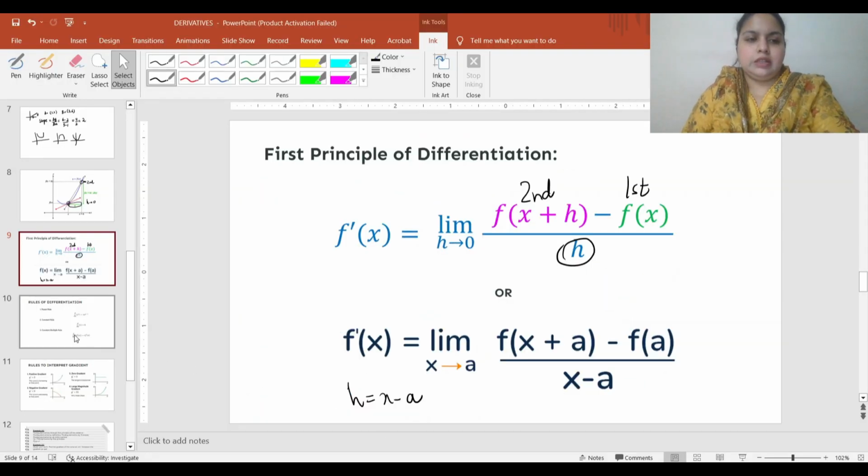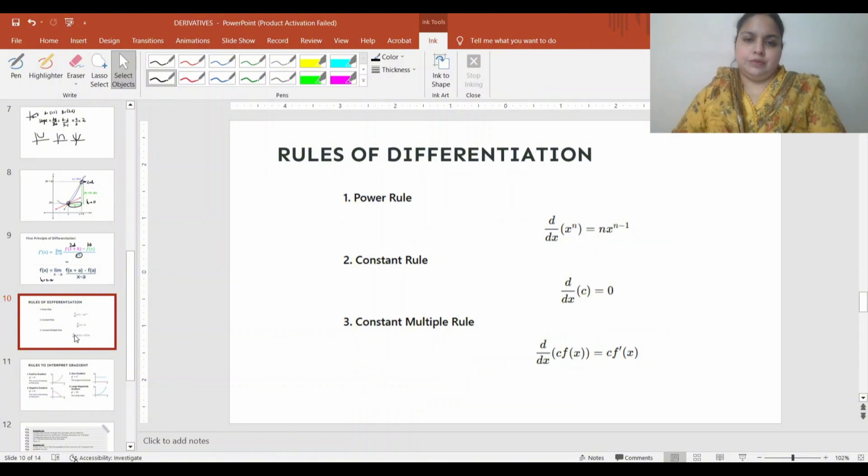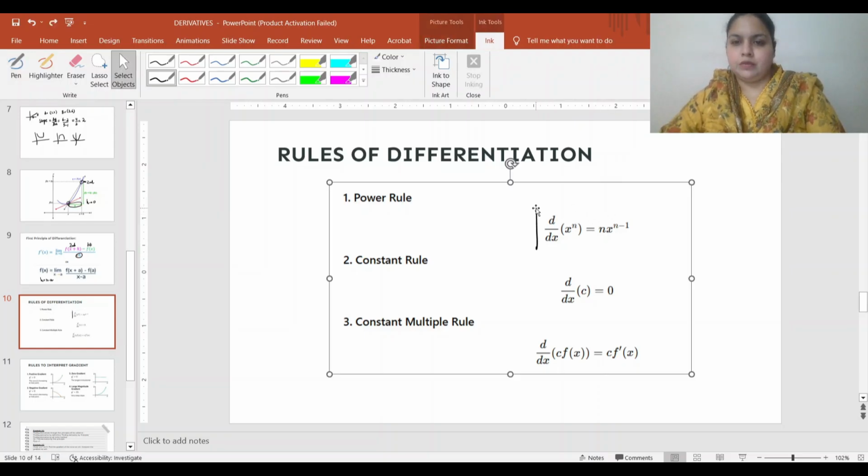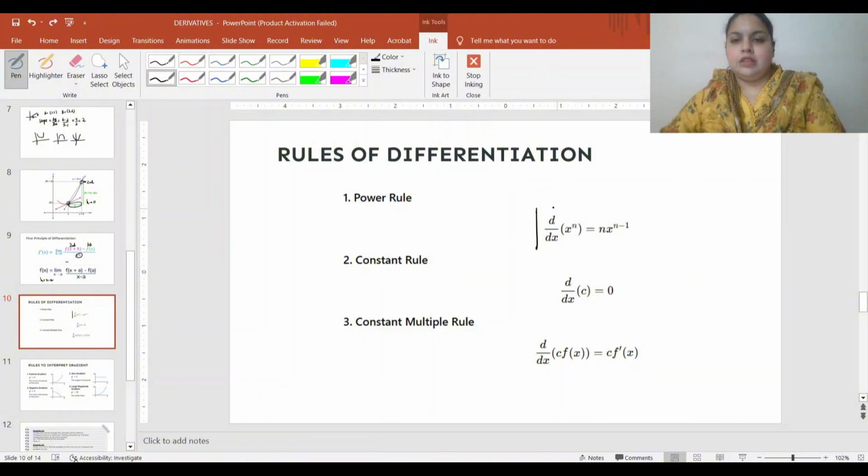Now let's move on to our rules of differentiation. We have some basic rules of differentiation. The first is called the power rule. d upon dx of x to the power n is equal to n x to the power n minus 1. Okay, this is a very important formula, the first base of this whole topic. Let me explain it with a few more examples. Before this, I just want to clarify these two ones.